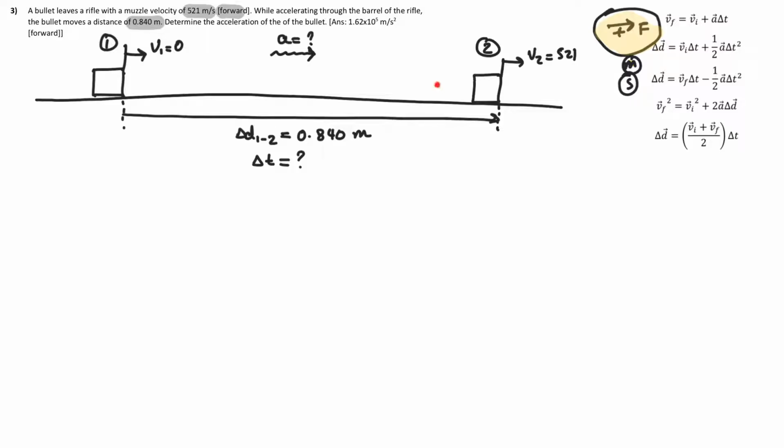And if I were to just look at this diagram, I could say, okay, the object is initially at speed 0, or at rest. It travels for a displacement of 0.84 meters forward, and its final speed is 521 meters per second forward. So I can get all of the information from the question from my diagram, and that's what I want. Stage B. So this is stage A, and for stage B, I am going to have a few graphs.